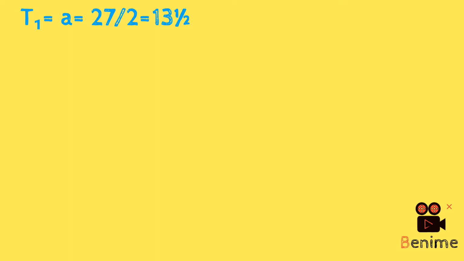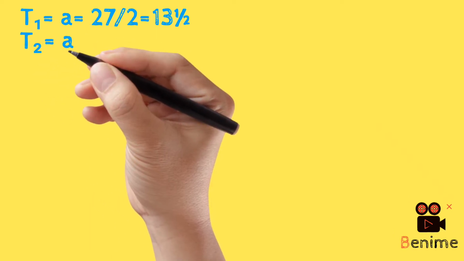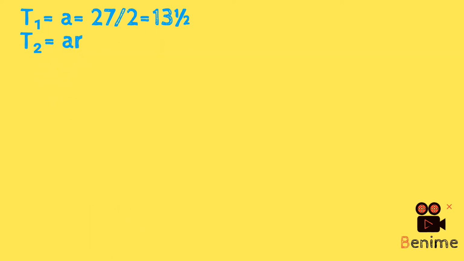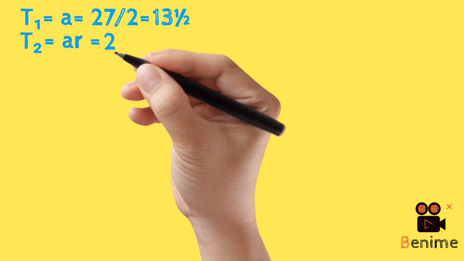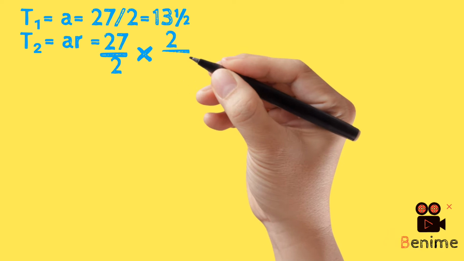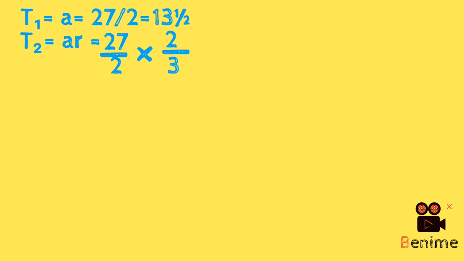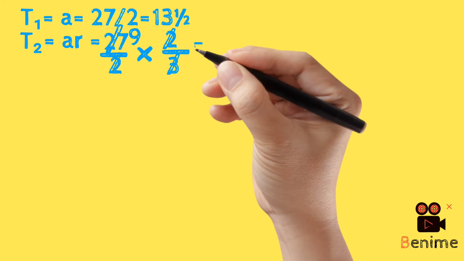So T2, the formula for T2 is AR. You're using the 2 minus 1 to give you 1. So that's AR to the power of 1 actually, but the power of 1 would not be visible. It will just be AR. So T2 is equal to AR. Remember, we just found A to be 27 over 2. So T2 is equal to 27 over 2 times 2 over 3. We cancel 2 out, 3 in 3 is 1, 3 in 27 is 9. So what you just have left is 9. So your second term, which is T2, is 9.